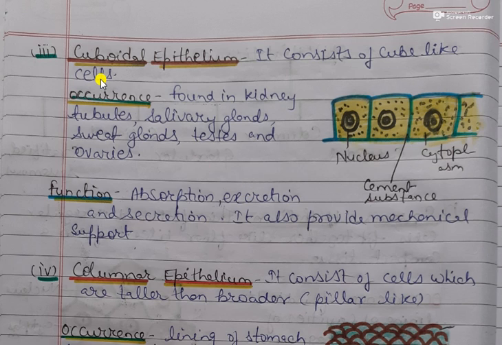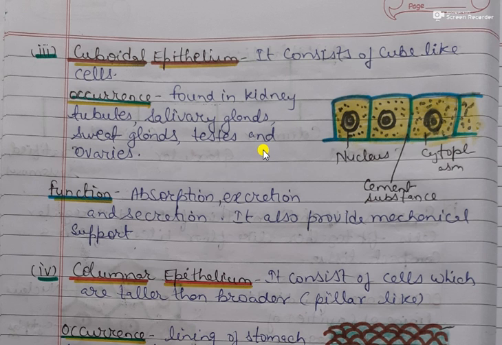Next type of epithelial tissue is cuboidal epithelium. The cells of this tissue are cube-like, so the shape is like a cube. It is mainly found in kidney tubules, salivary glands, sweat glands, testes, and ovaries. The function of cuboidal epithelial tissue is absorption, excretion, and secretion of various substances. It also provides mechanical support. So these are the cells of cuboidal epithelial tissue. They are shaped like a cube.